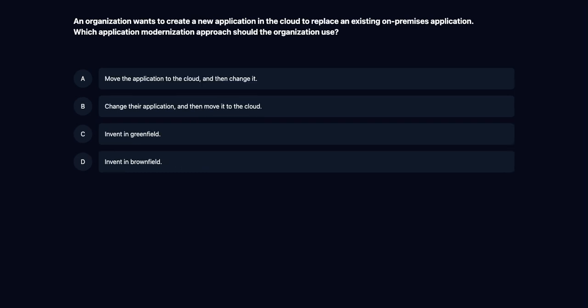An organization wants to create a new application in the cloud to replace an existing on-premises application. Which application modernization approach should the organization use? A. Move the application to the cloud and then change it. B. Change their application and then move it to the cloud. C. Invent in greenfield. D. Invent in brownfield.